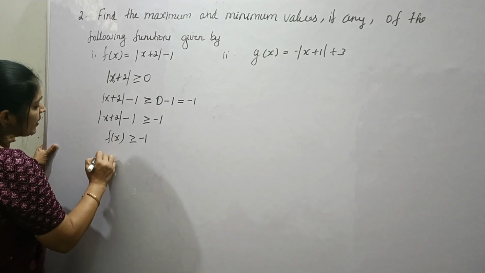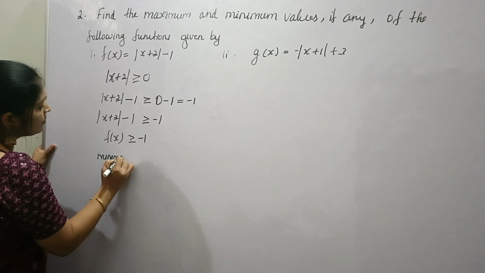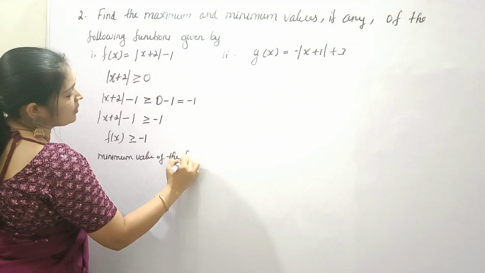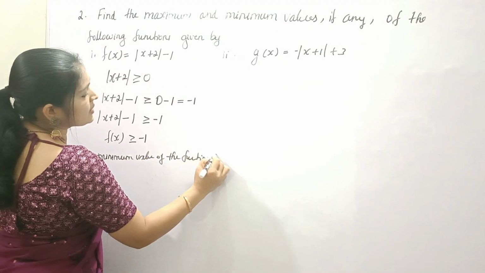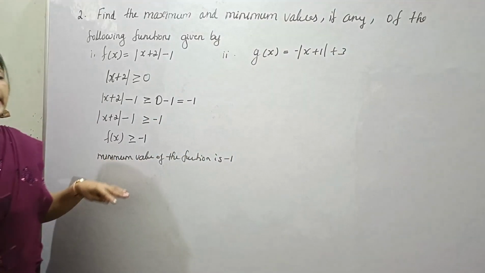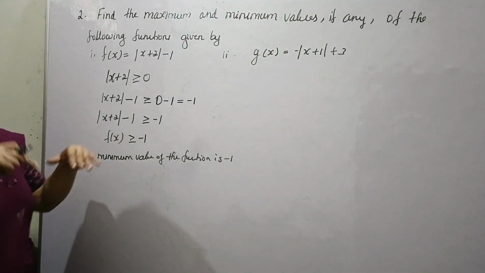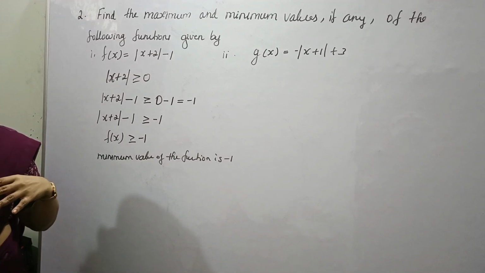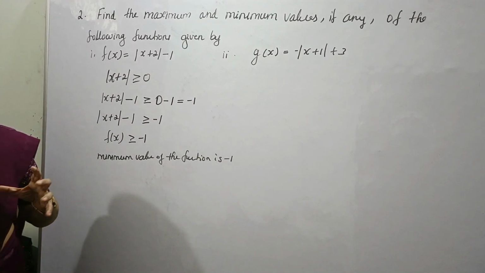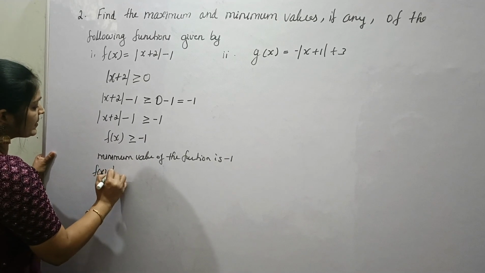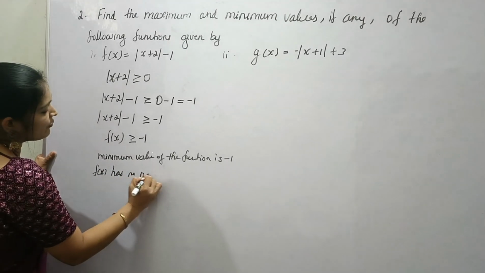Therefore the minimum value of the function is minus 1. Here there is no maximum value, because as x increases, f of x tends to infinity. Therefore there is no maximum value, and f of x has no maximum value.